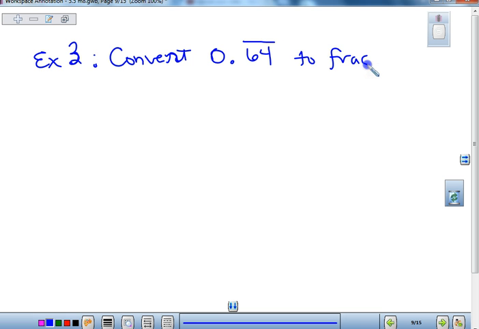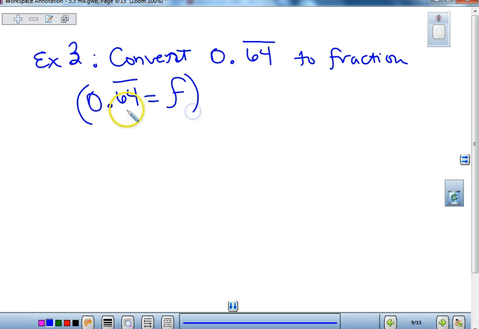So if I'm going to convert this repeating decimal to a fraction, the first thing I want to think about is, okay, 0.64 that repeats is going to equal f. Why f? It stands for fraction. How many numbers repeat? Well, we have 2 of them. That means I have to multiply by 10 to a power, and 10 to the second power is actually 100.